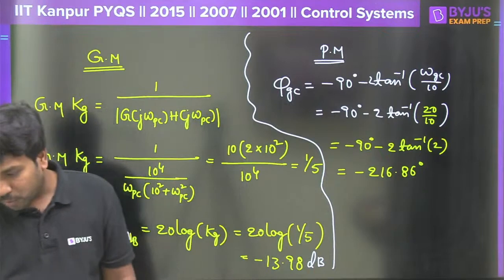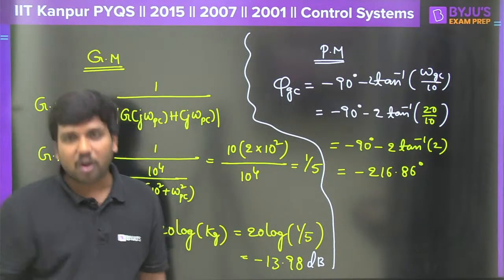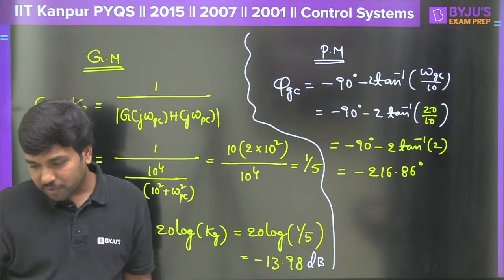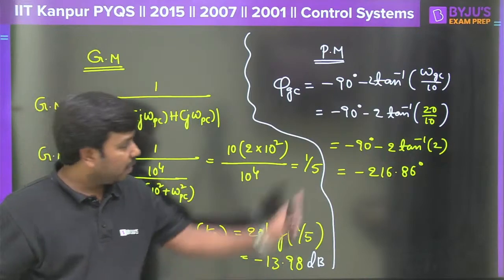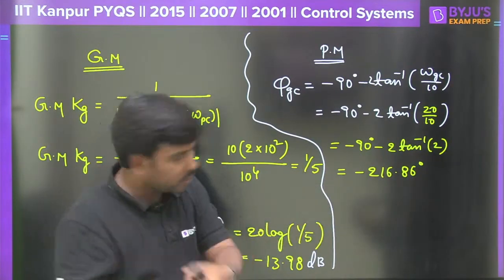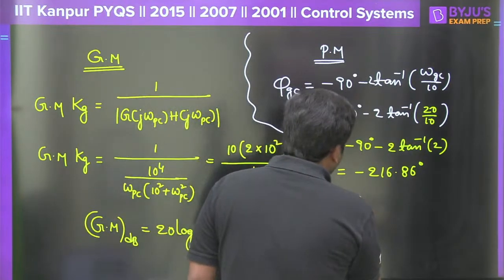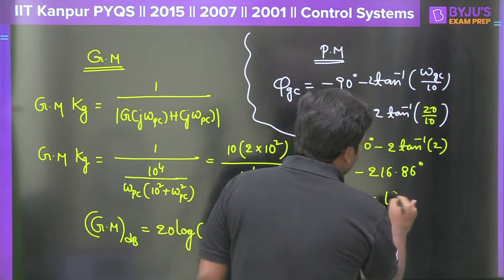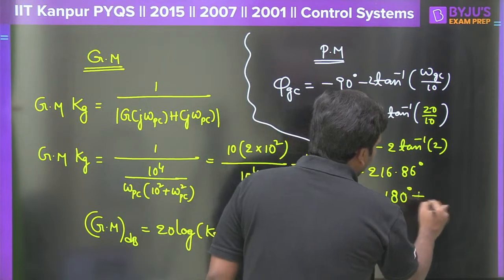Because some students have told that this is a phase margin. Rajesh, wrong. You are the person who is giving the answer so fast. But this is only minus 216.86. This is not the phase margin. Now you should calculate the phase margin. How do we calculate the phase margin? Phase margin is equal to 180 degrees plus phi GC.